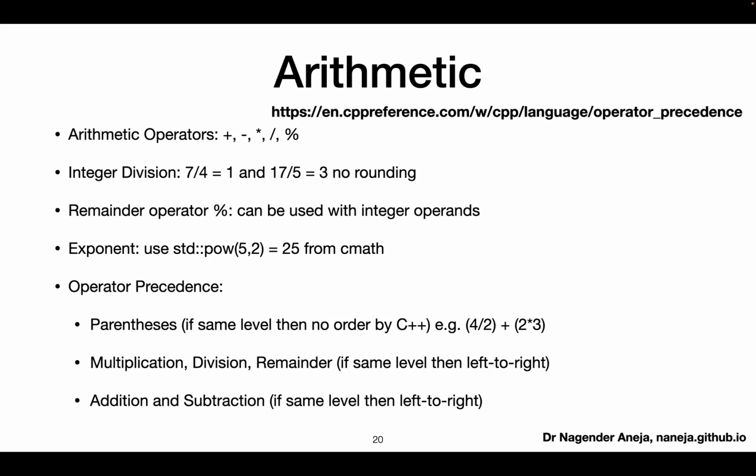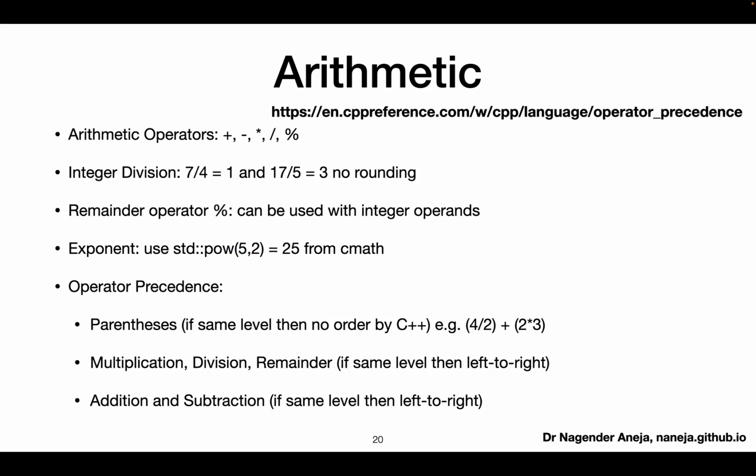Similarly, we can also have a remainder operator, which is the percentage sign. It can be used with integer operands, and it will give you the remainder after division. We can also use the exponent operator, which is from the cmath library. If you are using the standard power function, std::pow, then we need to say #include <cmath>, giving the direction to the preprocessor to include cmath so that we can use the power function. Then pow(5, 2) means 5 squared. If it is (5, 5), then 5 raised to the power 5.